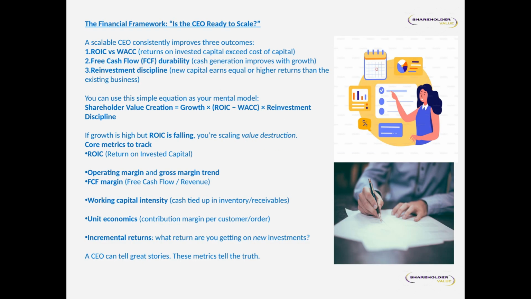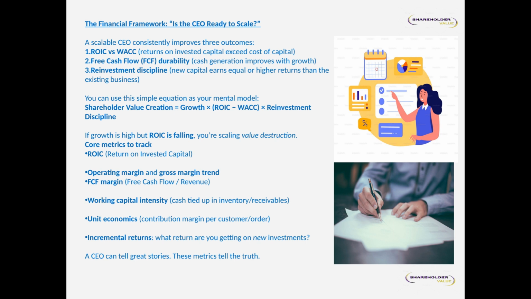A CEO who is truly ready to scale focuses on improving three key financial outcomes consistently: the return on invested capital compared to the cost of that capital, ensuring that the business generates more value than it costs to fund it; the durability of free cash flow, meaning that as the company grows, its ability to generate cash only gets stronger; and maintaining reinvestment discipline, where any new investments earn returns at least as high as the existing business.